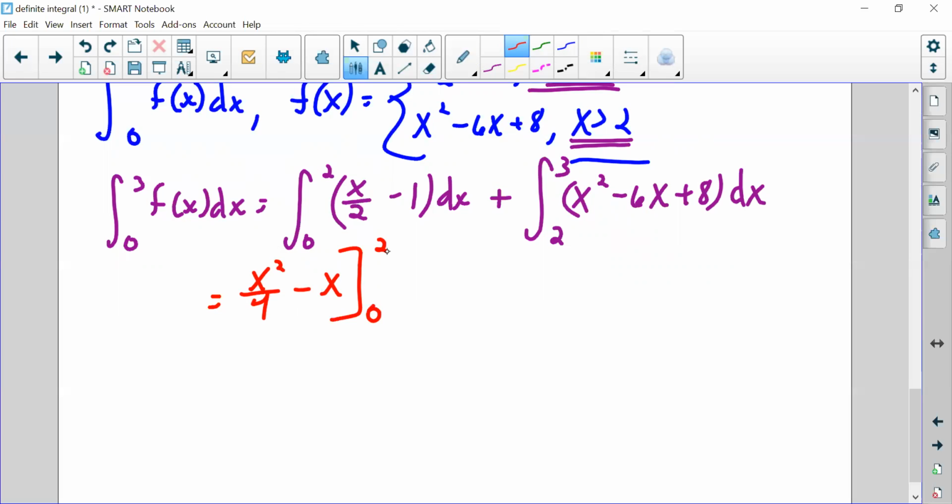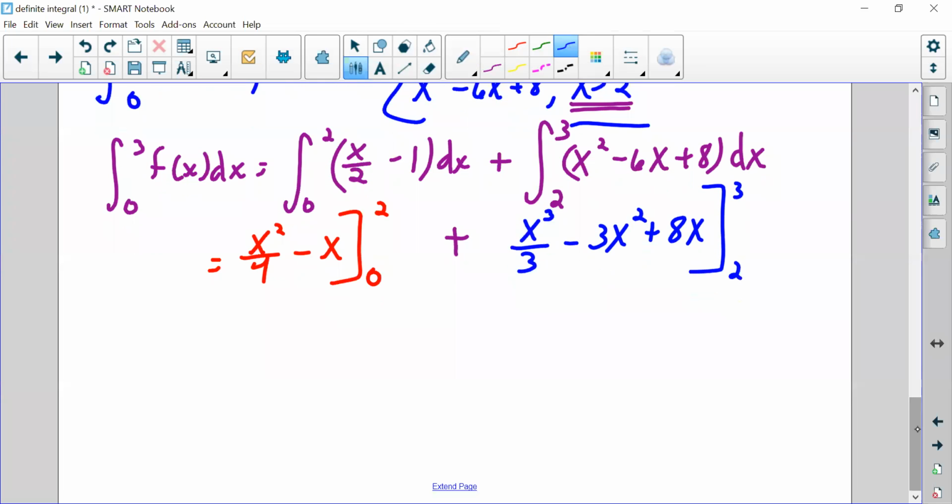Then I'm going to add the antiderivative of this other side. So what would it be? x cubed over 3 minus 3x squared plus 8x. Now this one, I'm evaluating from 2 to 3. So that would be the setup I would do for this piecewise function.